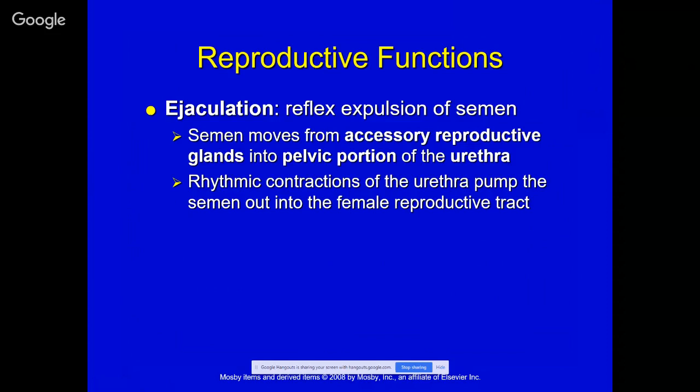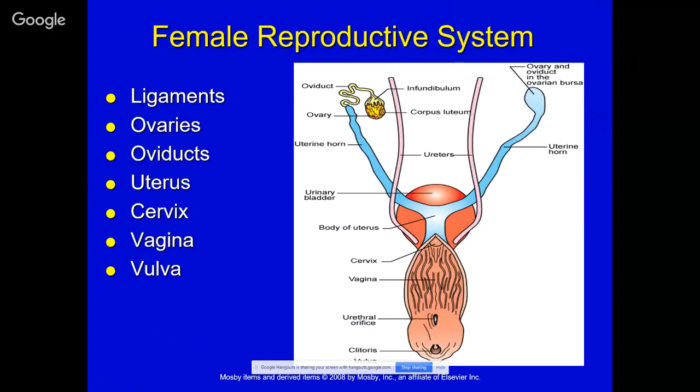Semen moves from the accessory reproductive glands into the pelvic portion of the urethra, and rhythmic contractions of the urethra pump the semen out into the female reproductive tract. Here we are at the female reproductive tract.